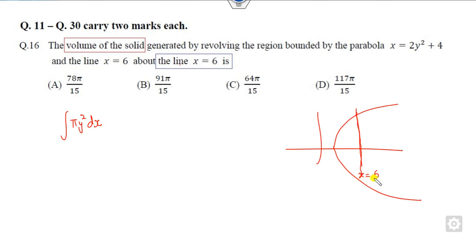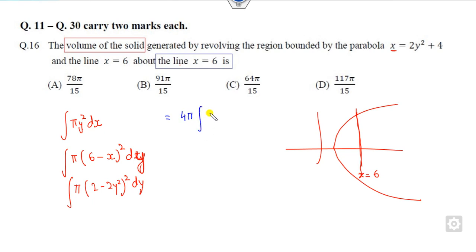Now since it is about the line 6, instead of this y, what is that? It is nothing but about 6 minus x, whole square. If you take with respect to y, if you take with respect to x, then it's y square. So what is 6 minus x? You can see from here, 6 minus x is 2 minus 2y square. Now you can integrate them. What will happen? 2 will be cancelled, common, it's 4 pi over this limit 1 minus y square.